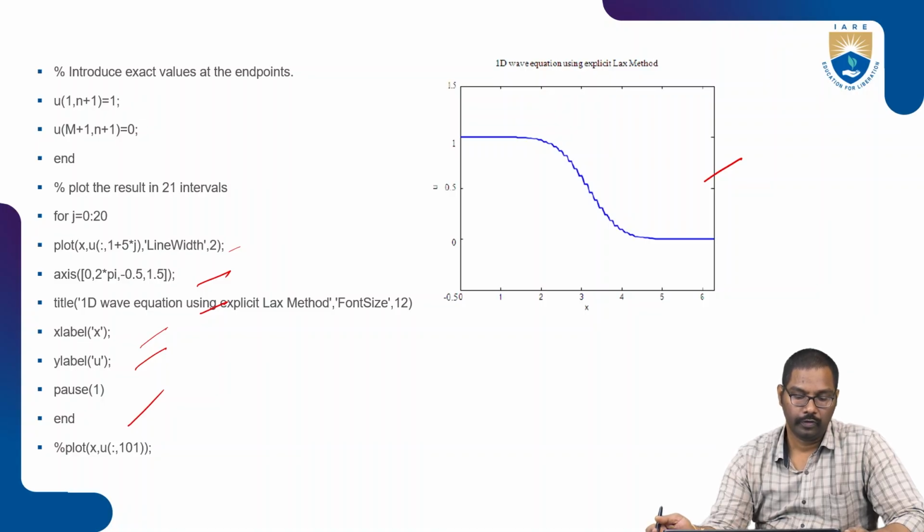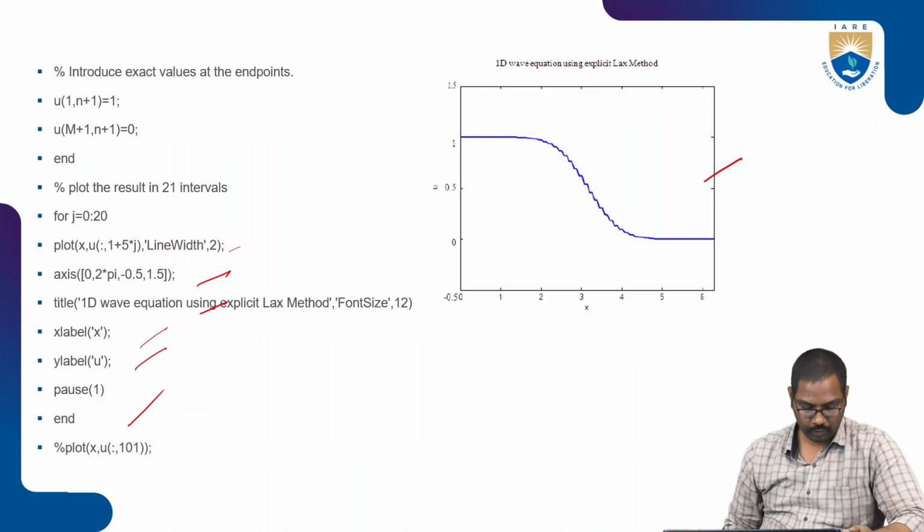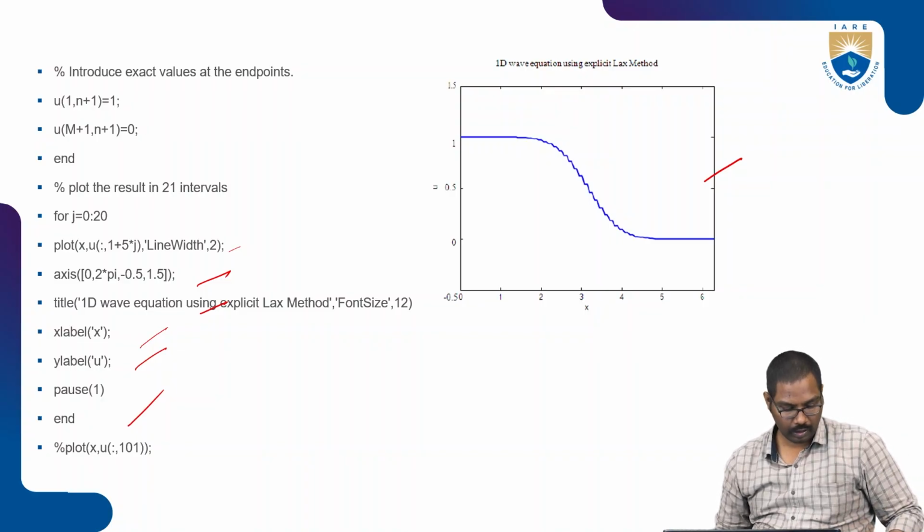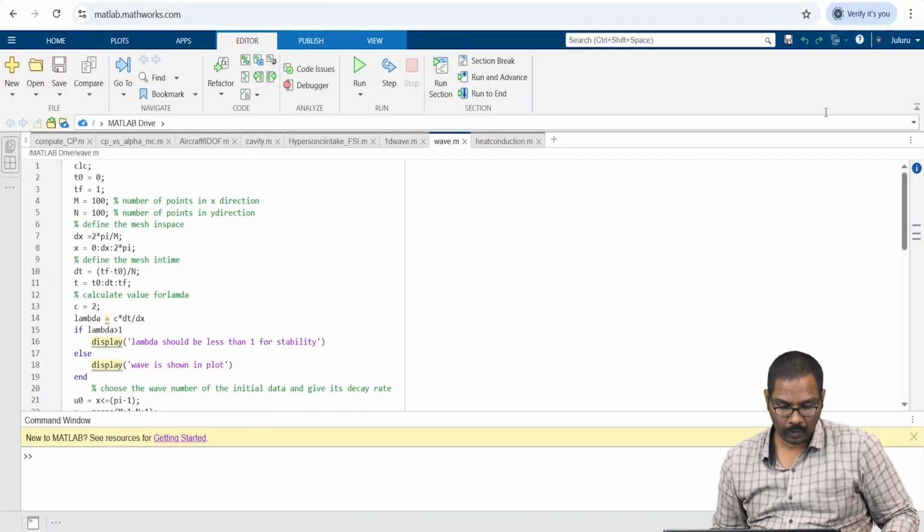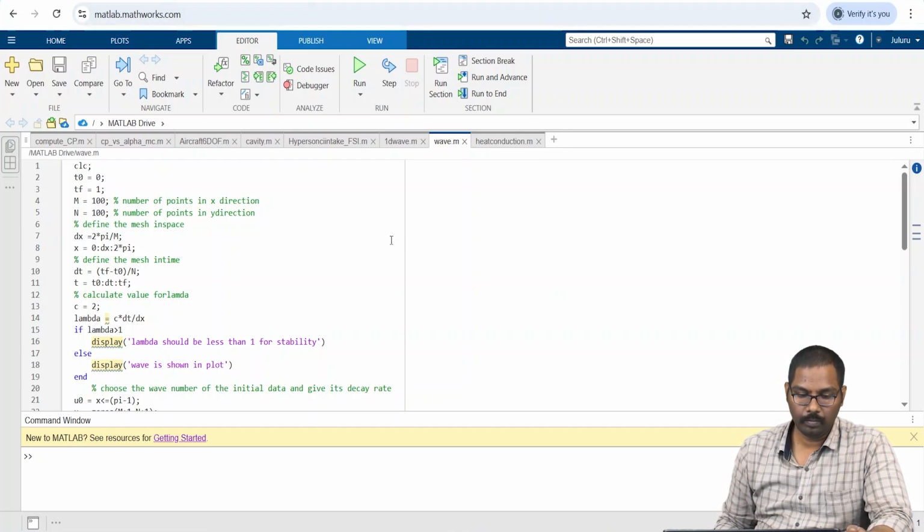So this is a simple program which uses the finite difference method on a one-dimensional domain, and we are able to find out how the wave is going to change from 0 to 2 pi in the given domain. So let us execute this in MATLAB. Here I am using the MATLAB online version.